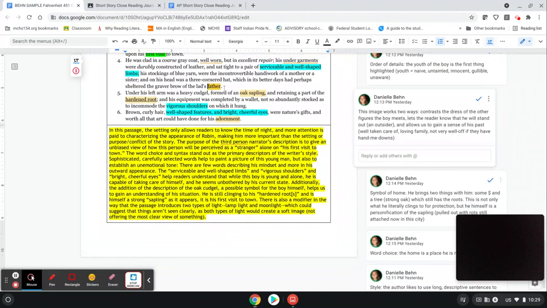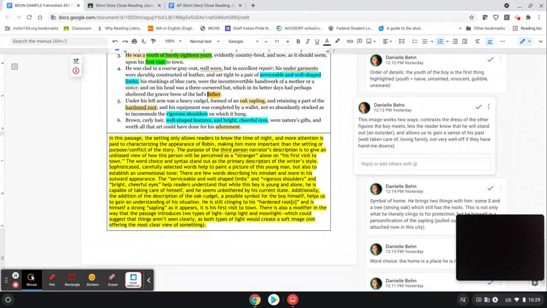The next thing we get in his description is all about what he's wearing. There are a couple of different things I might notice in a close reading. All of his clothes are very durable or coarse, and they've been in excellent repair. So these are things that last. This is going to help contrast the different people he meets later on who are dressed much nicer than he is.